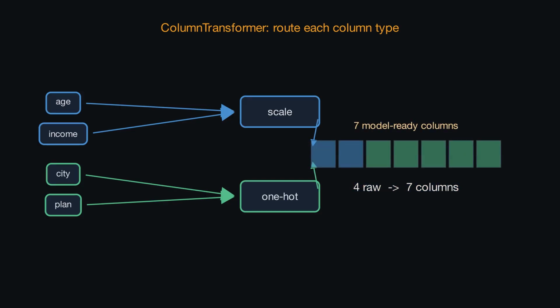Our 4 raw columns become 7 model-ready ones, and the model never has to know any of it happened. And here is the real payoff. Because the whole pipeline fits as one object, cross-validation can fit it fresh on each fold. The scaling and encoding learn only from training data, never the test fold.